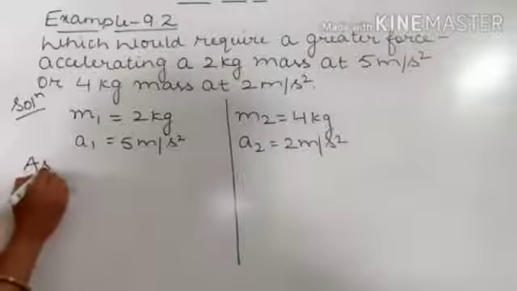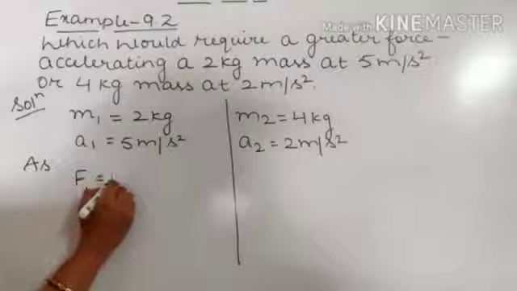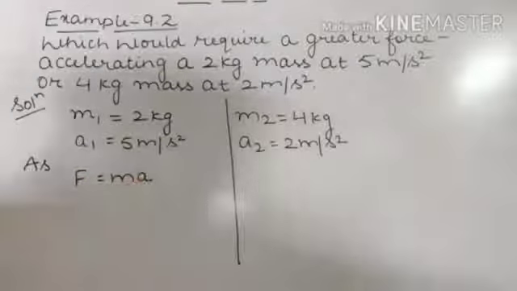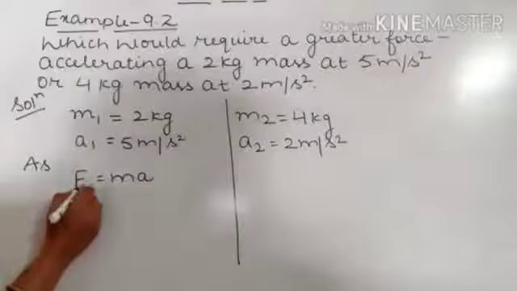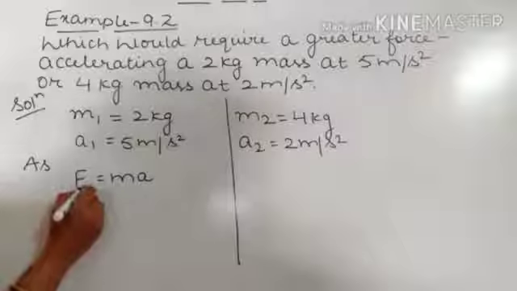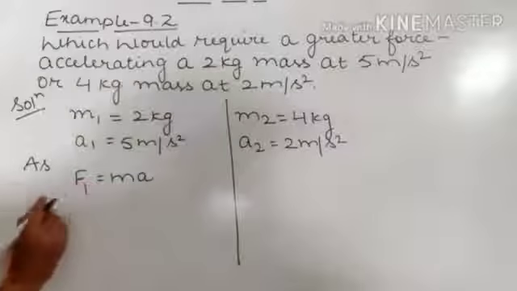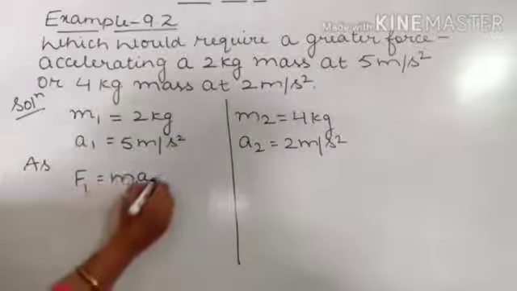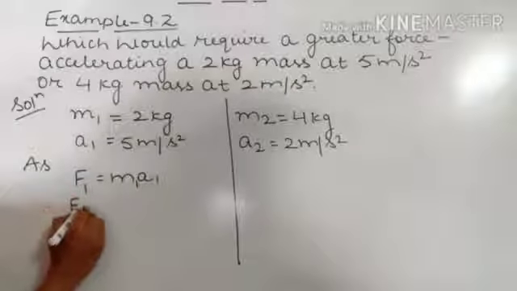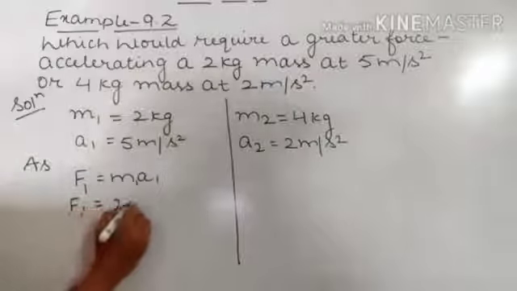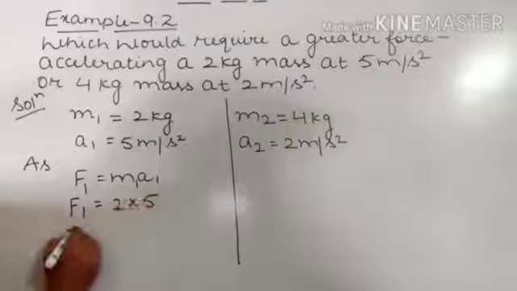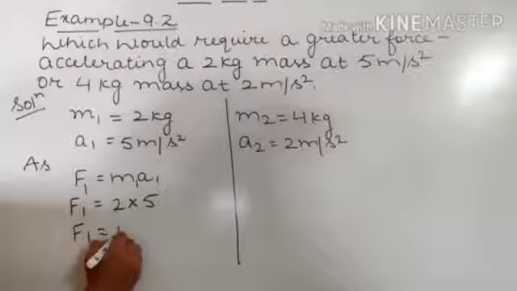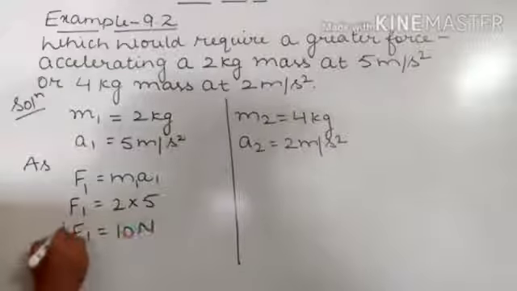According to Newton's second law, F is equal to mass multiplied by acceleration. Here I am denoting the force of the first object by F1, M1, A1. So force F1 is equal to 2 multiplied by 5. F1 is 10 newtons.